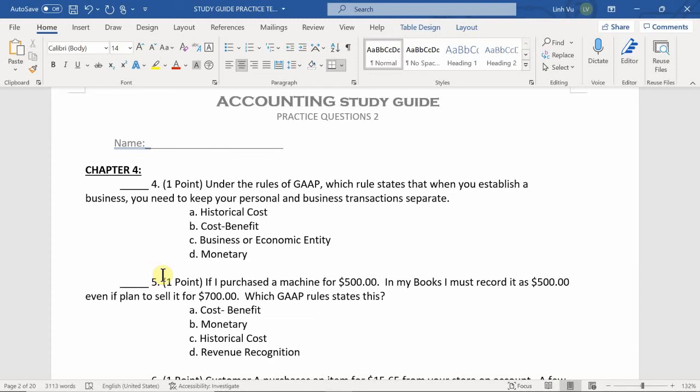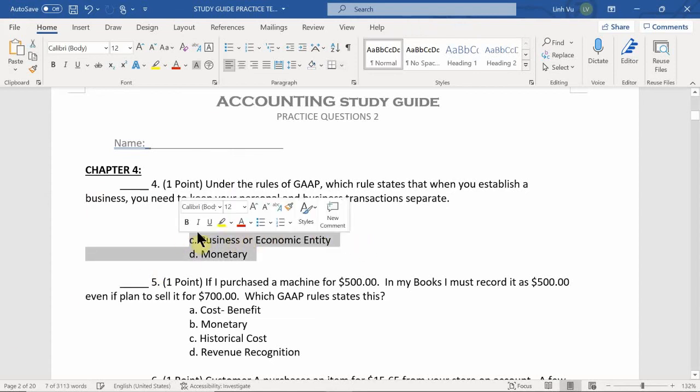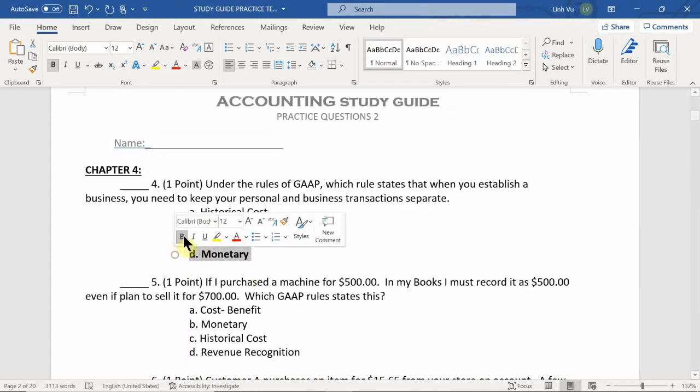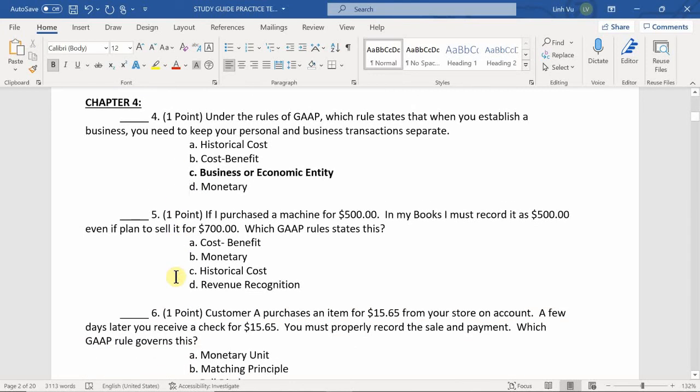So, number 4, this is a business economy transaction, is it C, no? Yes, it is. Good job. Oops, I highlighted both. My bad. Okay, so then question number 5 says, if I purchase a machine for $500, in my books I must record it at $500, even if I plan to sell it for $700. Which GAAP rule states this?